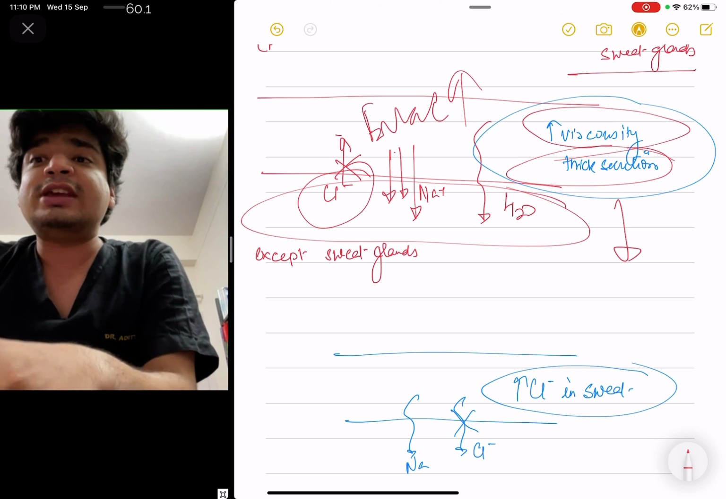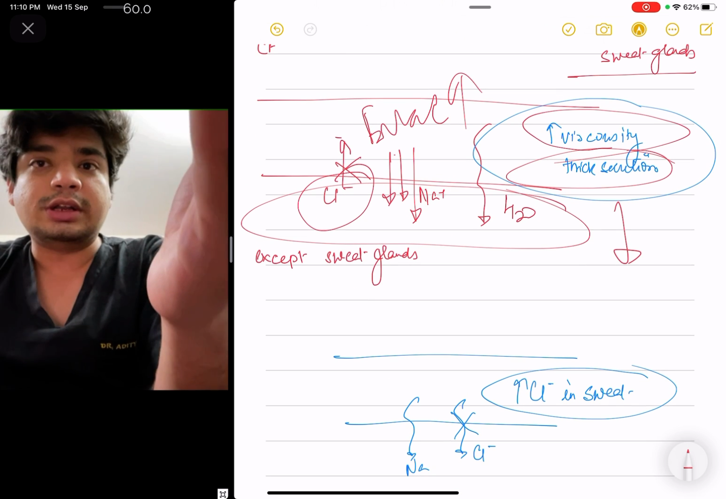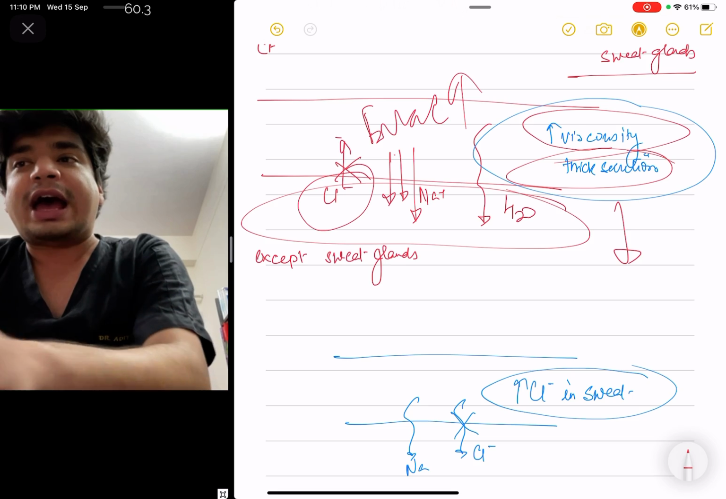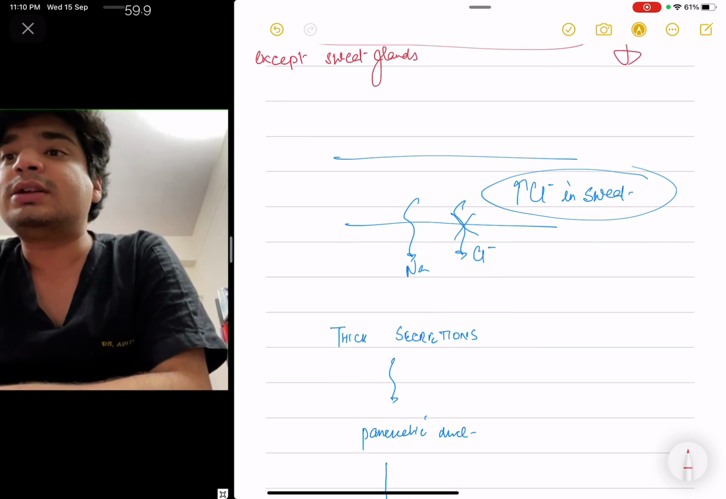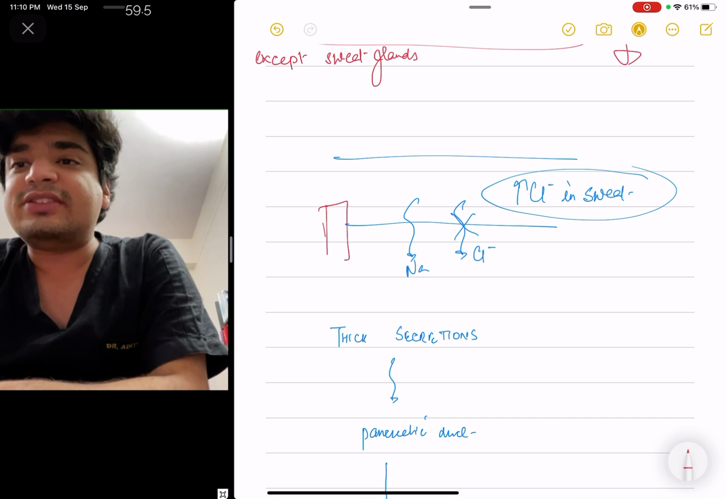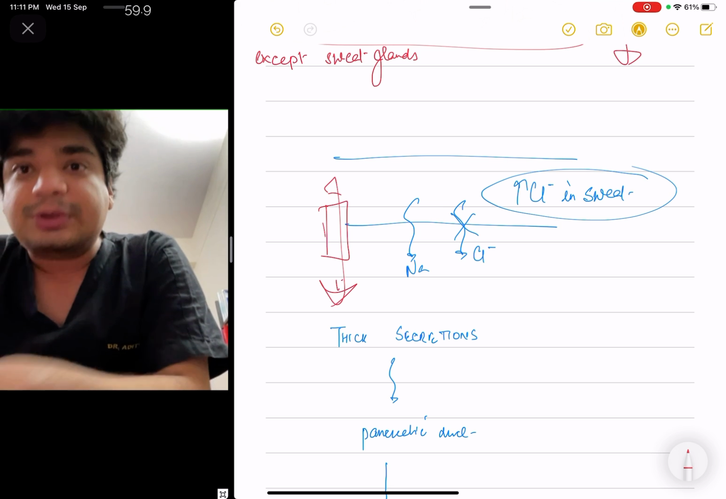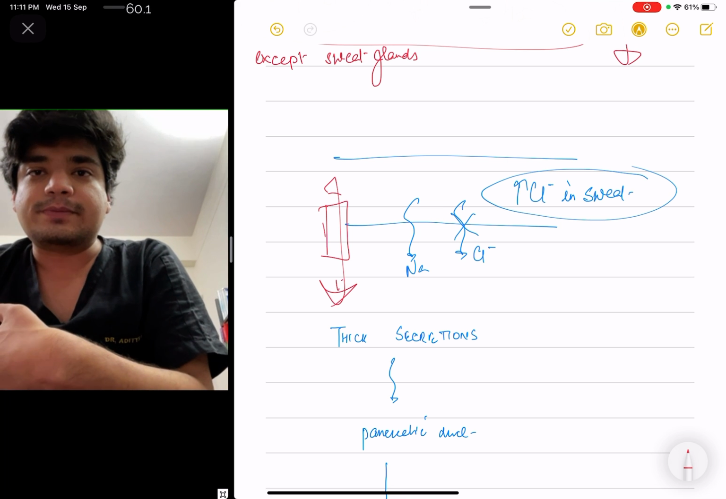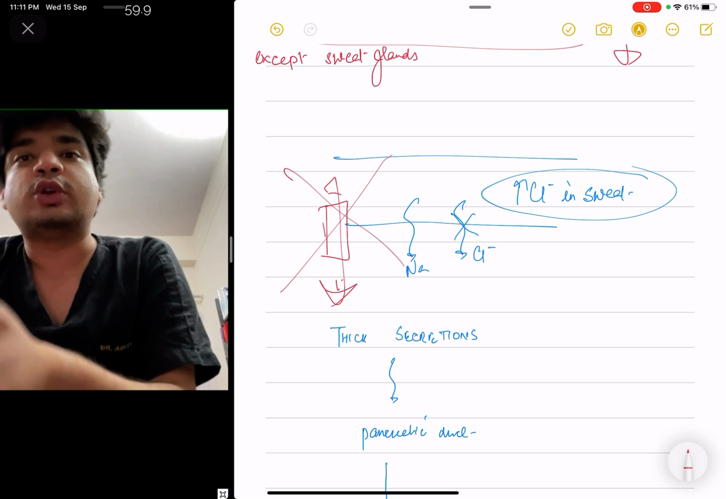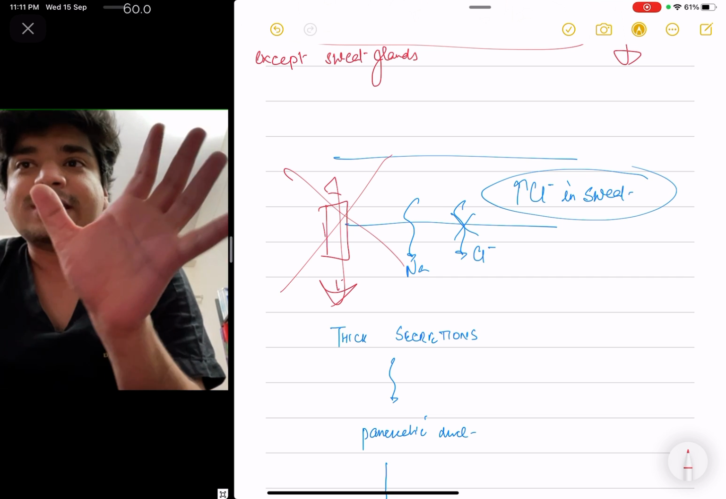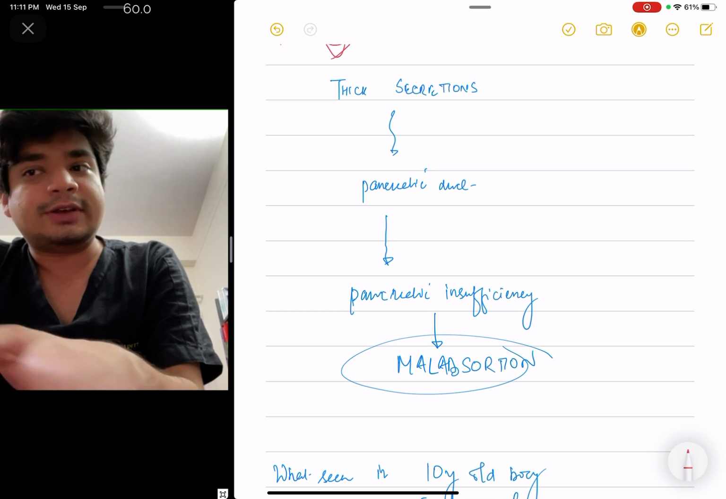Now some people may ask, but in sweat glands chloride is increased, whereas you are telling us chloride is going into the lumen. As I said, except in sweat glands, the function of CFTR is to absorb chloride along with sodium. Now CFTR gets mutated, so chloride in the sweat increases, and that's why sweat chloride is done to diagnose cystic fibrosis. With this in mind, thick secretion leads to pancreatic insufficiency, leading to malabsorption.